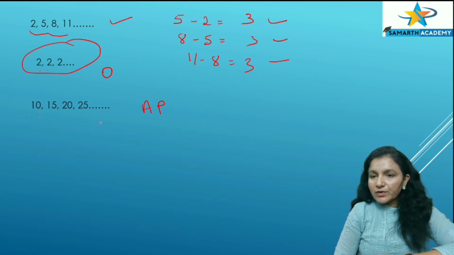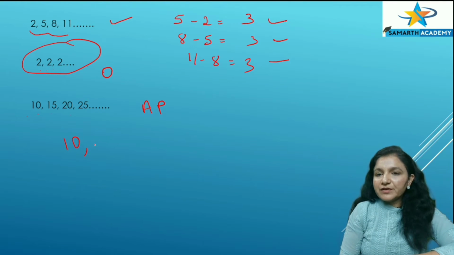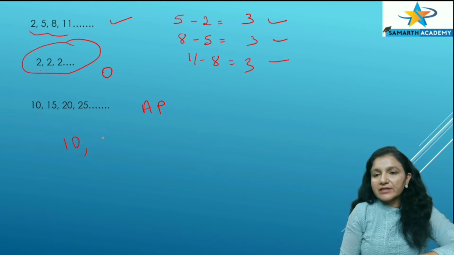So what is required to write an AP? The first term we should know and we should know the common difference. By adding the common difference continuously to the given number. For the first term, if we add the common difference, I'll get 10 plus 5, 15. Again by adding, it is 15 plus 5, 20 and so on.